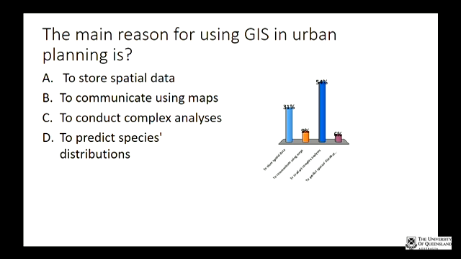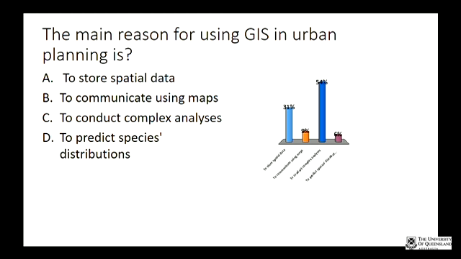I think you use GIS to store spatial data. That's certainly true. Local councils, for instance, will use a GIS to keep spatial data. Certainly communicate using maps. I showed you an example of that yesterday, being able to communicate interactively data for the city of Perth. So another example of communication. Communication is a really important aspect of GIS.